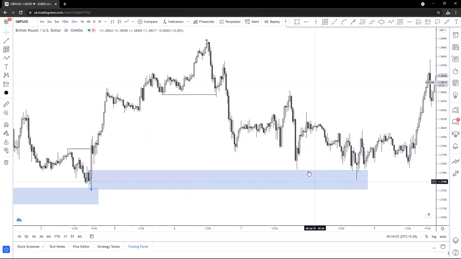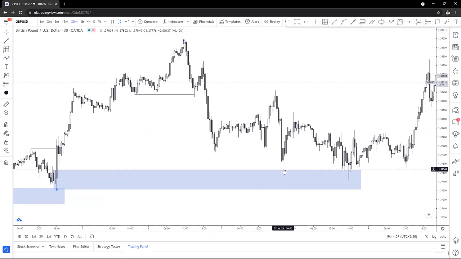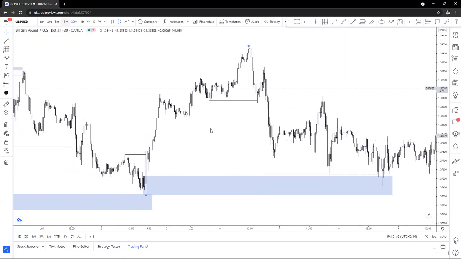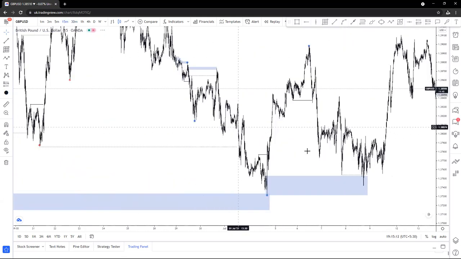So now, this will act as inducement. Okay? Because now there is liquidity resting below it. Yes. Now you see, price took out that low, went higher, broke minus structure. Now I'll go to the 1 minute and show that to you. Okay? Don't worry. Now I'll go to the 15 minute.